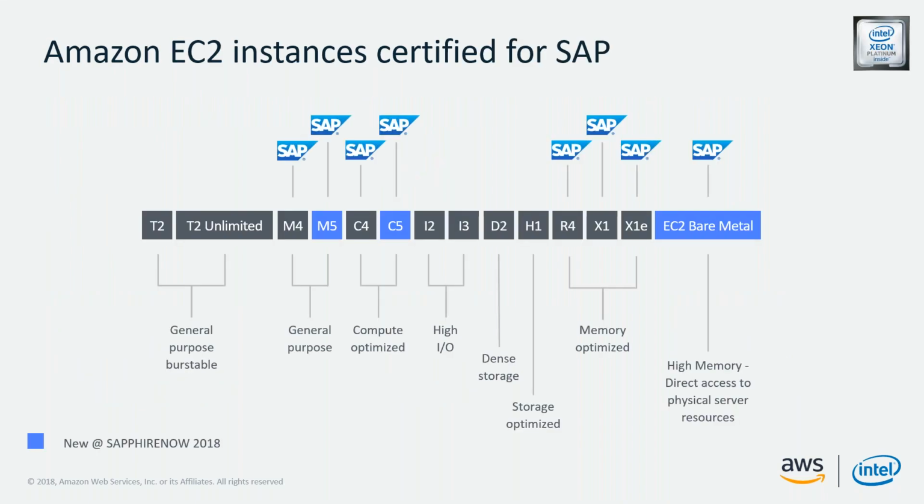So let's move on to EC2 instances certified for SAP. We actually have over 42 instances certified across the different range of EC2 instance families we have, so the current generations and previous generations. You'll see on this slide, we've highlighted in blue the latest generations, so the M5, C5, and the EC2 bare metal design for large-scale HANA instances.